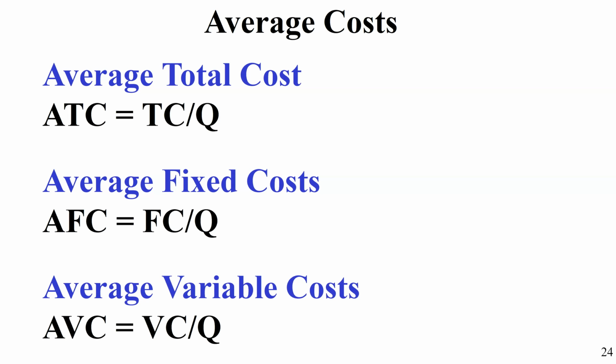Again, just a review on average total cost. You're going to divide the total cost by the quantity. So whatever your total quantity is, you're going to divide that into your total cost to give you your average total cost. Average fixed cost, same thing. Take your fixed cost divided by the quantity. That's going to give you your average fixed cost. And the same is true for average variable cost, or AVC. Take the variable cost divided by the quantity. That's going to give you your AVC.